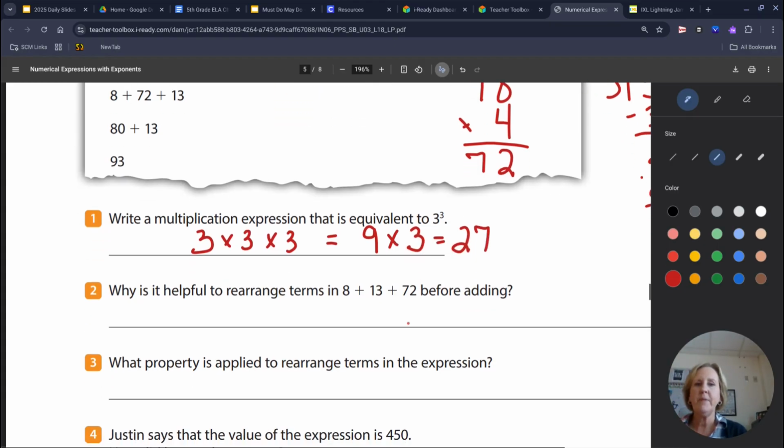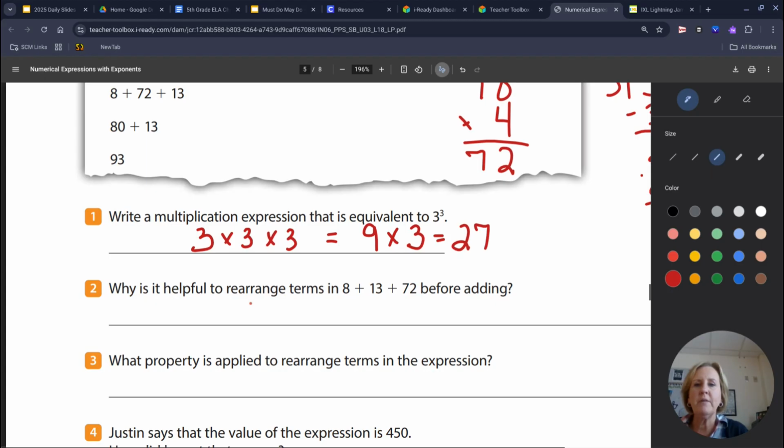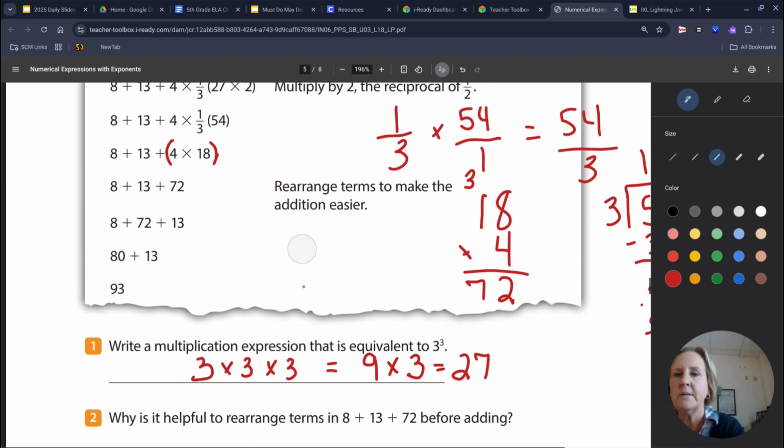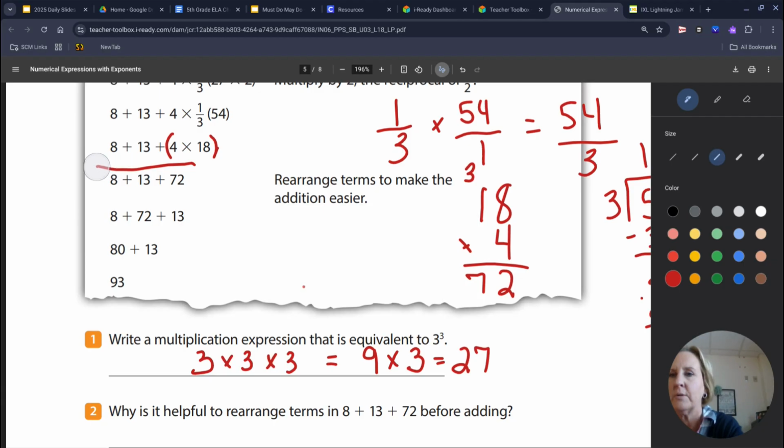Now, why is it helpful to rearrange terms in 8 plus 13 plus 72 before adding? Okay, that was something that I skipped, but I'm glad that we're coming back to. All right. What they're saying is, why did they take the time to do the 8? It had it as 8 plus 13 plus 72. Why did they switch it and put that 72 there?